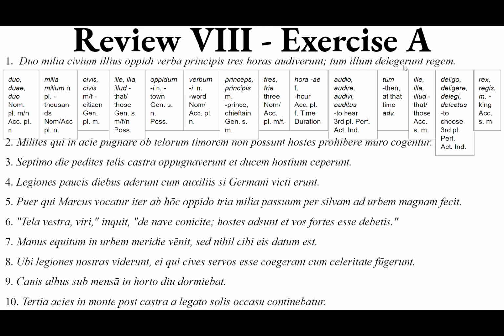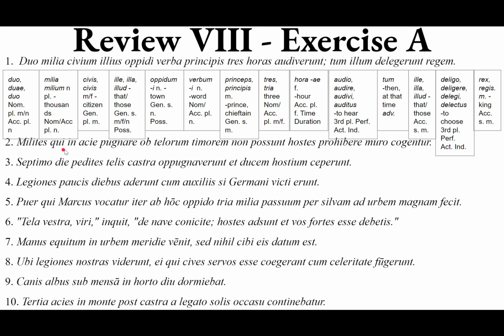Optime, secunda sententia. Milites, qui in acie pugnare ob telorum timorem non possunt, hostes prohibere muro cogentur. Great sentence. So milites, that comes from miles militis, masculine, soldier, and it's either nominative or accusative plural. If it's nominative, it's the subject. If it's accusative, it's the direct object. We don't know which yet.